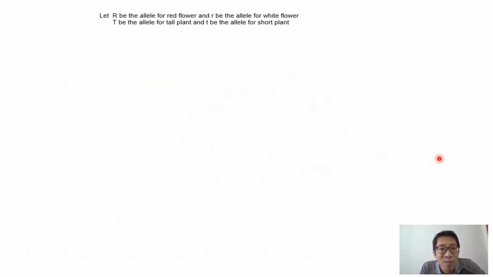So anyway, to draw the diagram, of course, first of all, you need to give a legend in terms of the alleles, right? Because the question never tells you whether to use R or T or any other letters. So when the question doesn't tell you, you must do your own legend. Also in this case, I choose to use R and T, for the flower color and the height.